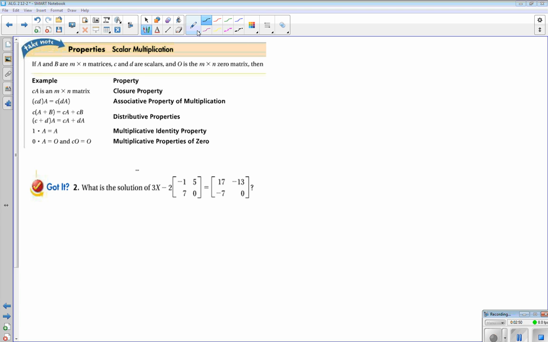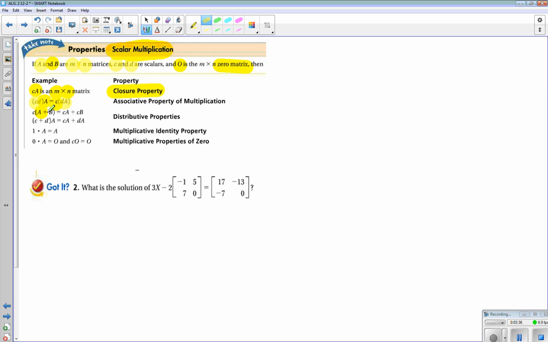All right, so let's look at some properties here of scalar multiplication. If A and B are M by N matrices, C and D are scalars, and O is the zero matrix, then here are some properties. When you multiply by a scalar, your matrix stays the same size. It's called the closure property. When you have two scalars and you're multiplying it by a matrix, you can first multiply it by one scalar and then multiply it by the second.